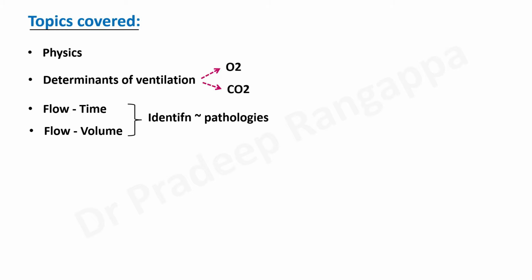And with regards to flow dynamics, we would dwell upon flow time, which is a scalar mode, and how various pathologies manifest with regards to this, and the flow volume. We look into flow volume and the various pathologies that can be identified with it. Then very briefly, we look into asynchronies that can be identified in these flow dynamics. Be it flow time or flow volume, what are the different asynchronies?